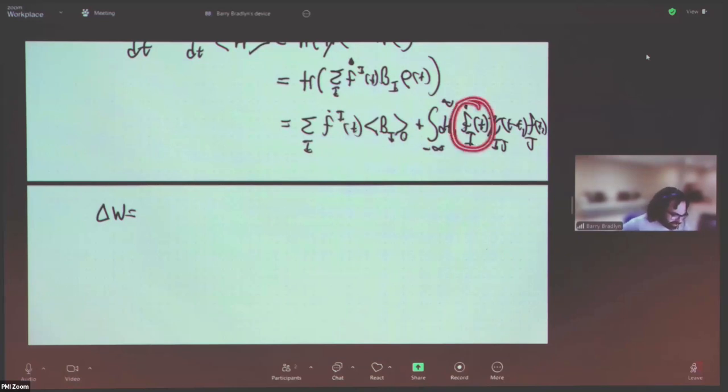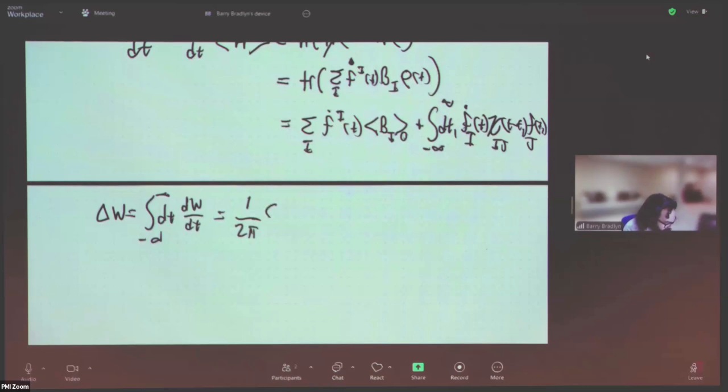We have a time derivative here, so in frequency space, we get an extra factor of omega. What we end up with is 1 over 2 pi, integral over omega, i omega, conjugate of f_i, chi_ij, and then f_j of omega.